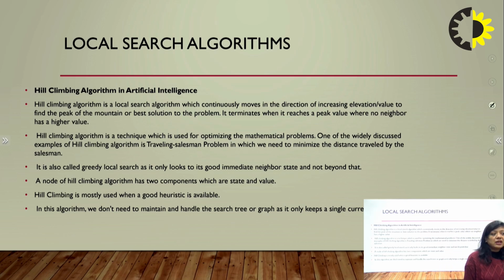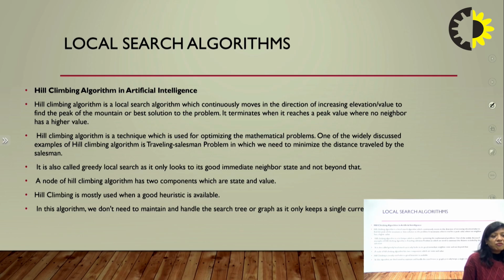Basically, the hill climbing algorithm is a local search algorithm which continuously moves in the direction of increasing elevation value to find the peak of the mountain or the best solution to the problem. It terminates when it reaches a peak value where no neighbor has a higher value. Hill climbing is a technique used for optimizing mathematical problems.